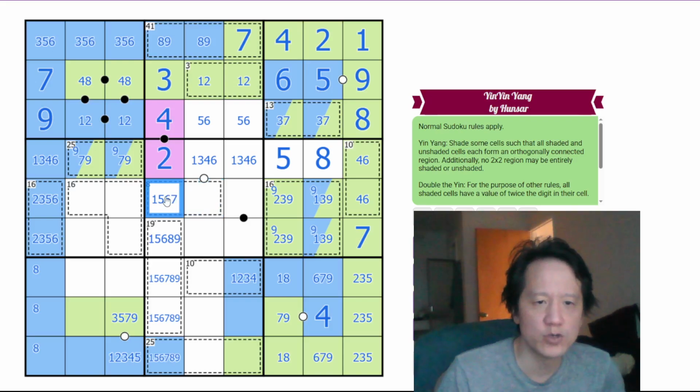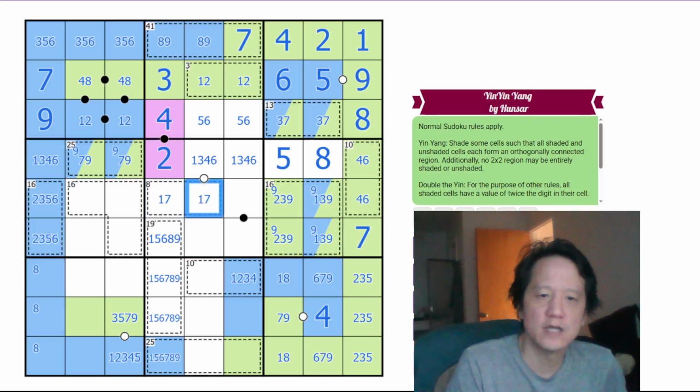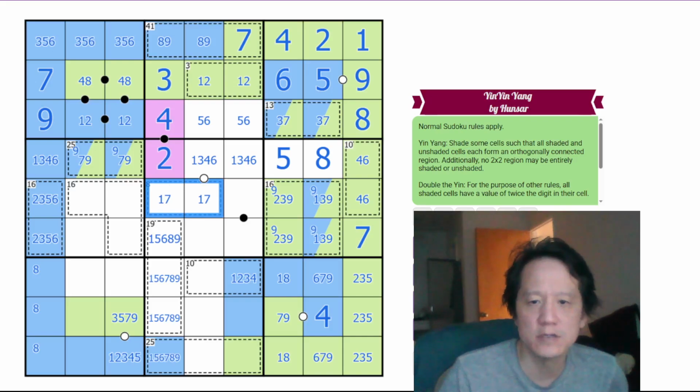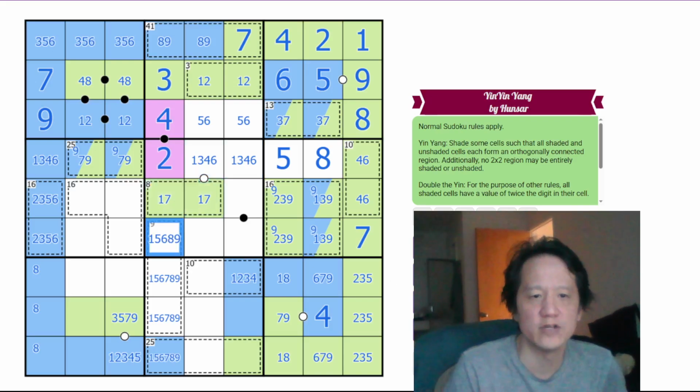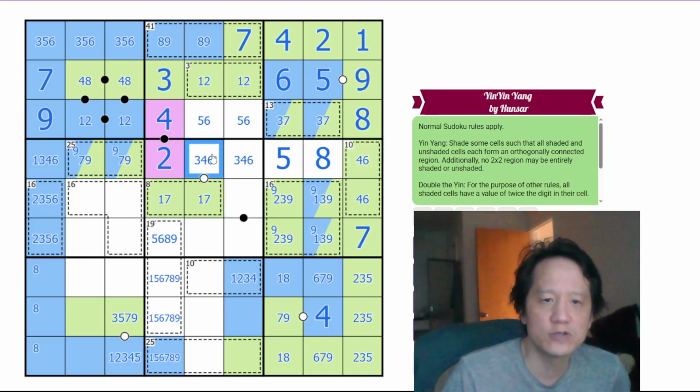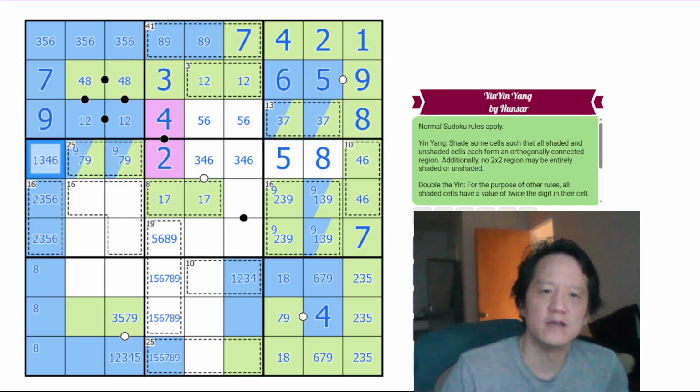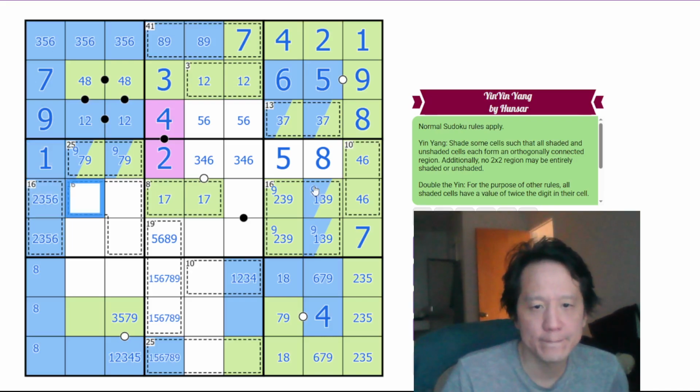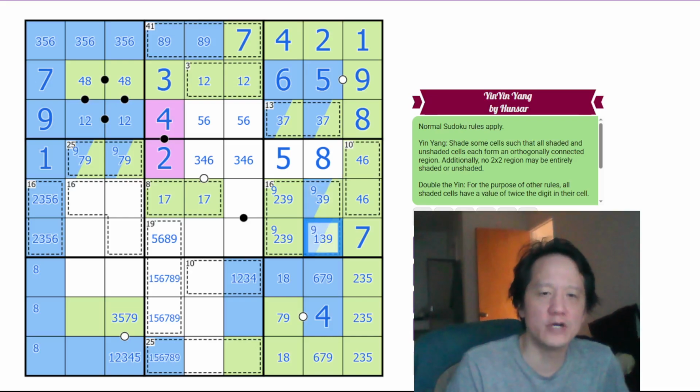So 7 must be one of these two digits, which means it must be 1 and 7 adding up to 8. And they have to be both unshaded. So these are both unshaded. This 1, 7 pair eliminates 1 and 7 in the rest of the box. So this can't be 1. This can't be 1. We have a 3, 4, 6 triplet, which eliminates 3, 4, and 6 from the rest of the row. So this must be 1. This can no longer be 1.